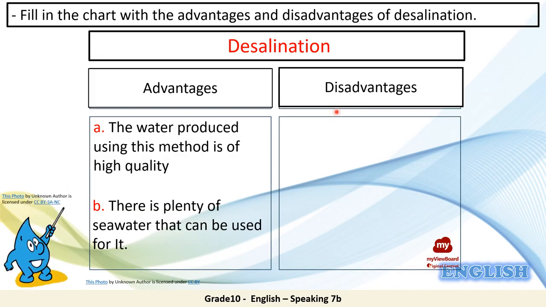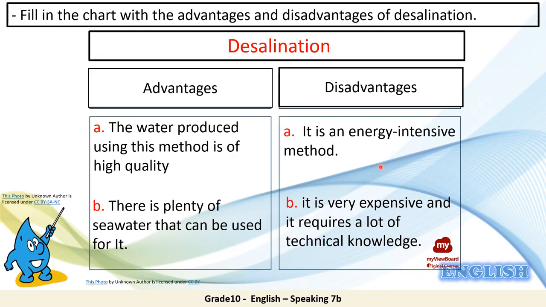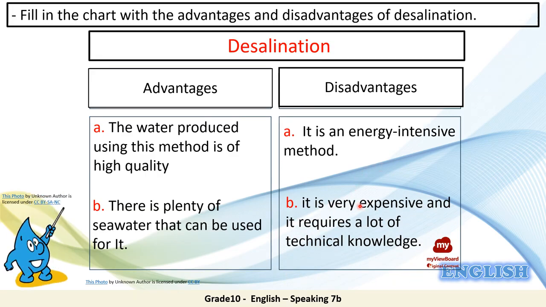How about the disadvantages? Well done. Disadvantage number 1 is being an energy-intensive method. In other words, this method consumes a lot of energy. Disadvantage number 2, shortcoming number 2, it is very expensive and it requires a lot of technical knowledge.